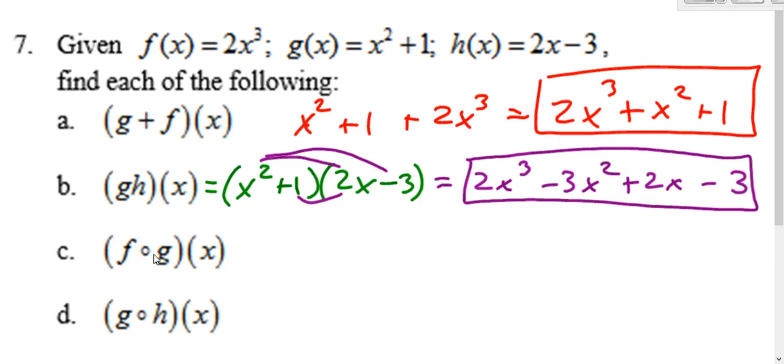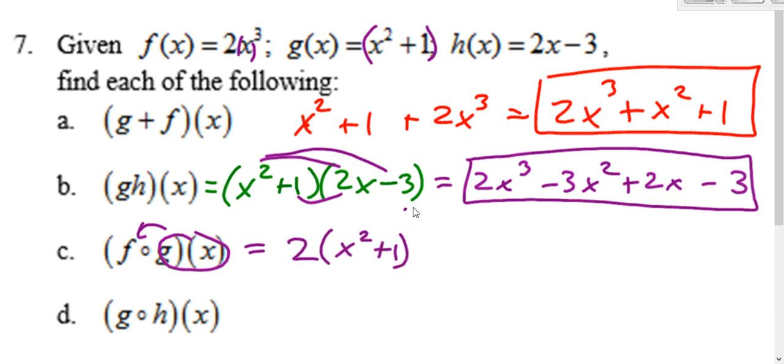F of g means we're plugging g into f. So we're going to take g, x squared plus 1, and insert that into f, where the x was. So that's 2 parentheses x squared plus 1 cubed.